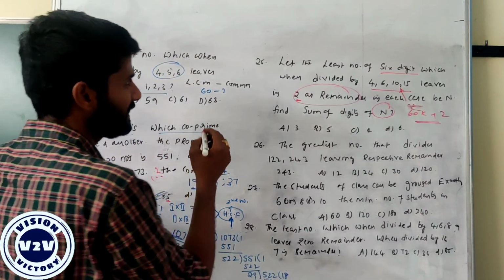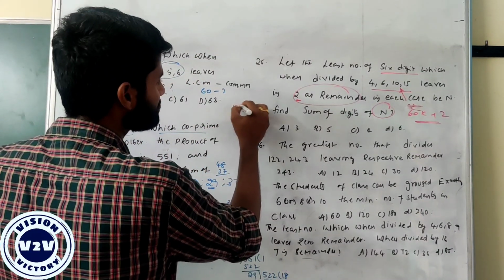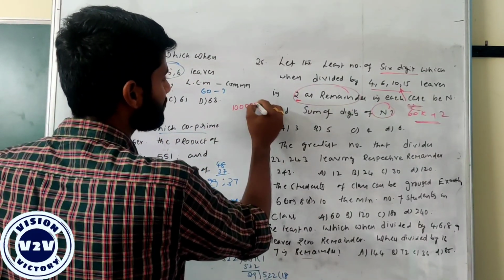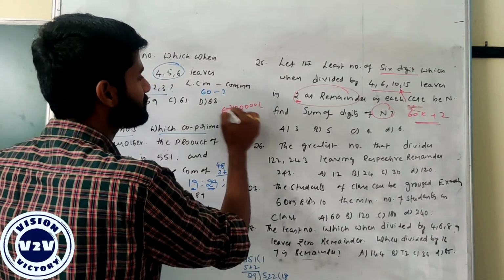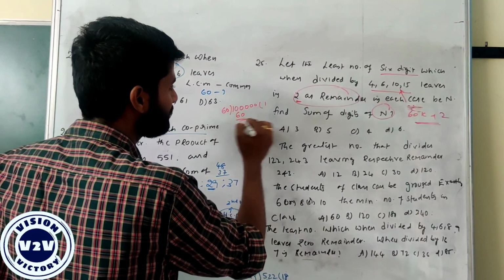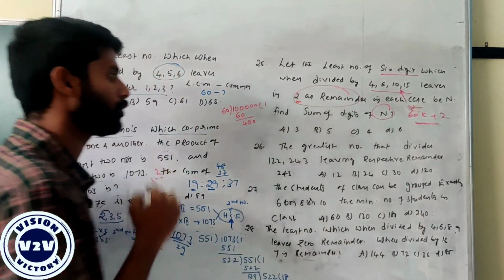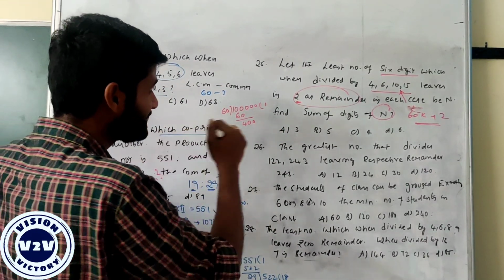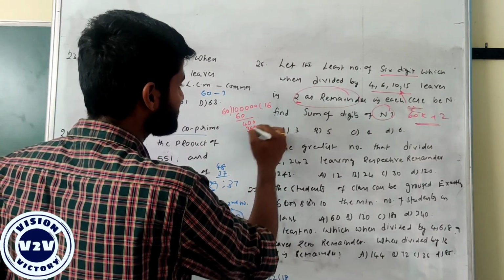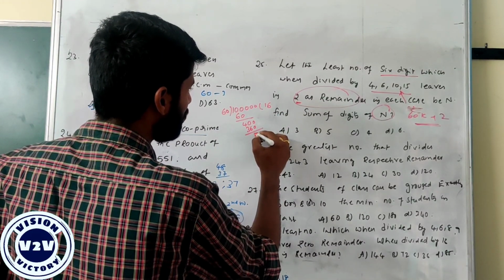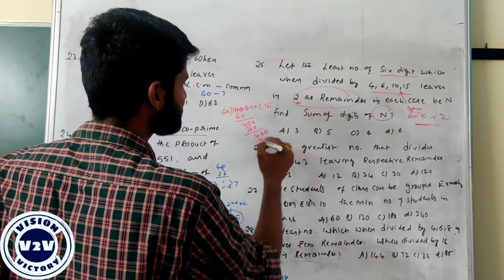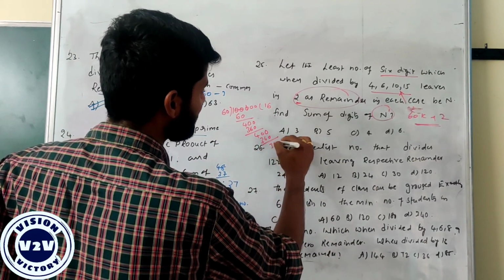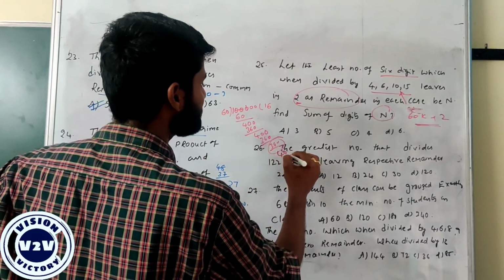Check it out. The least 6 digit number is 1 followed by five 0s, so this is 1 lakh as a 6 digit number. And we divide this number by 60. 6 1s are 6, 6 6s are 360. We get the remainder 40. Again 360, again 360, again 360. Finally we get the remainder 40.